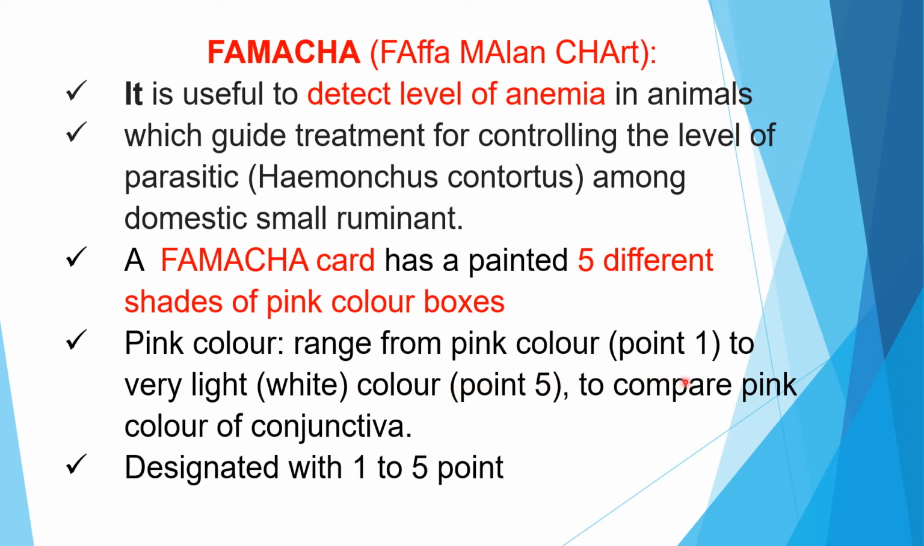So the pink color ranges from normal pink color, 1, to a very light, almost white color, which we can say is paleness of the mucous membrane, 5. And this is to be compared with the pink color of the conjunctiva. This comparison of the pink color of the card will be helpful to decide the anemia, and these colors are designated from 1 to 5. Normal pink color is 1, very light pink or almost white is 5.